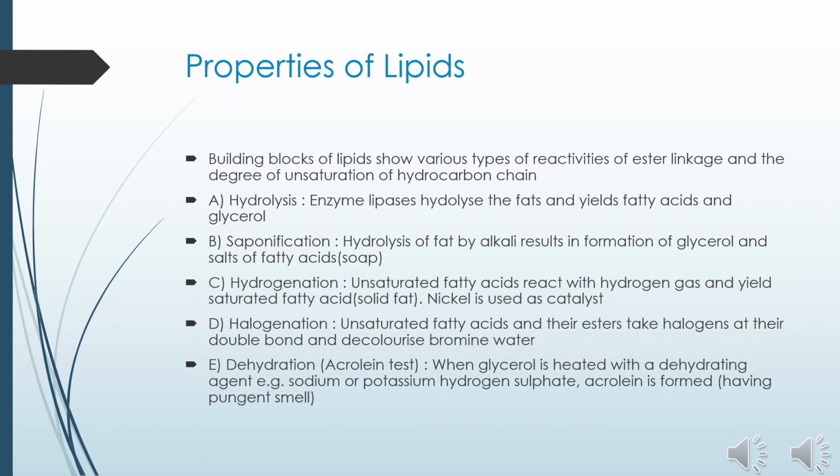Another is dehydration or acrolein test. When glycerol, which is a component of triglycerides and phospholipids, is heated with a dehydrating agent like sodium or potassium hydrogen sulfate, it is dehydrated to an unsaturated aldehyde called acrolein. Acrolein imparts pungent smell. Therefore, this is used to test the presence of glycerol in fats.